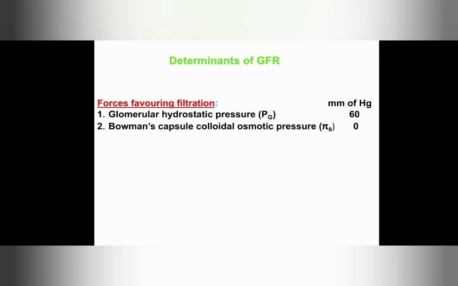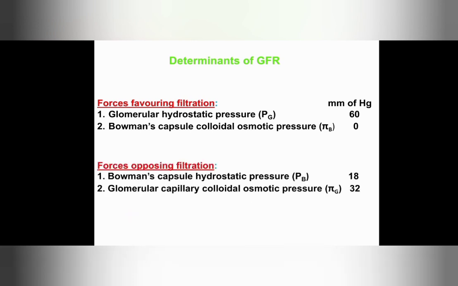So these are the forces which are acting in the glomerular filtration favoring the filtration. There are also some forces which are opposing the filtration. Who are opposing the filtration? One is the Bowman's capsule hydrostatic pressure, another one is the glomerular capillary colloidal osmotic pressure.